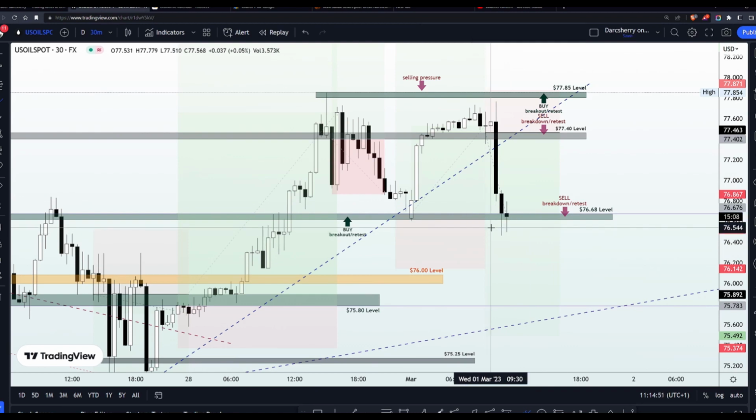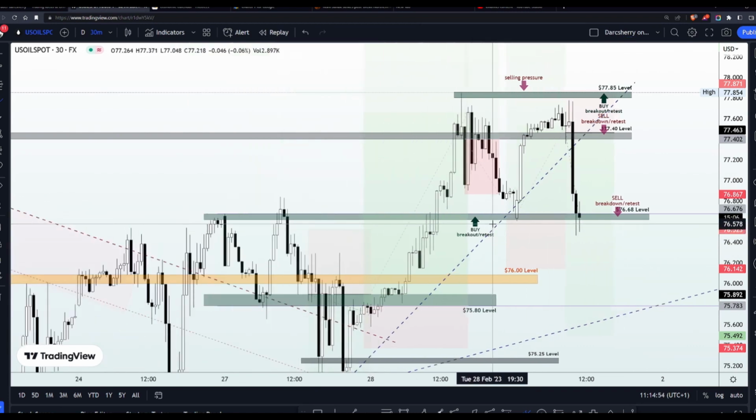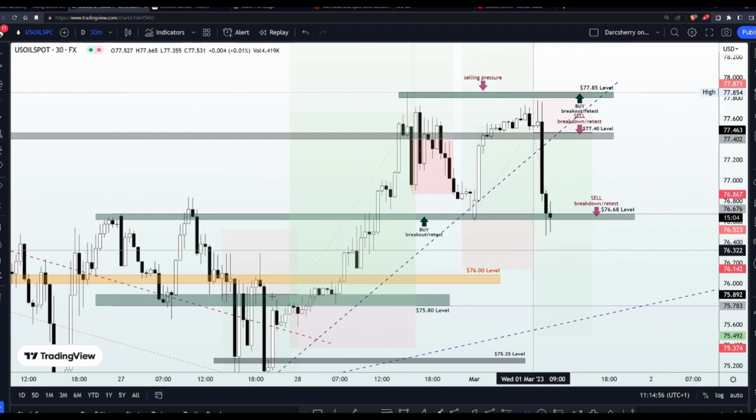$76.68 level. Now let me refresh our memories regarding the $76.68. If you look at what has been happening here since the beginning of this week, remember I told you how the $76.68 level had been a strong resistance in this market.